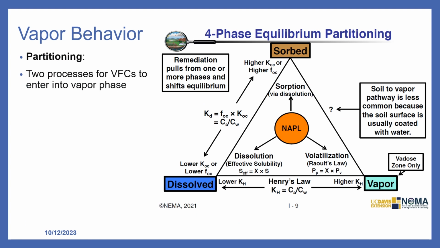All right, let's transition now into the vapor behavior and summarize partitioning. I'm not going to go into a lot of detail on partitioning on NAPL, or non-aqueous phase liquid, which has a 4-phase equilibrium partitioning between the NAPL, sorbed, dissolved, and vapor phases, as this would take significant time to discuss all the controlling factors that influence the equilibrium between those phases.